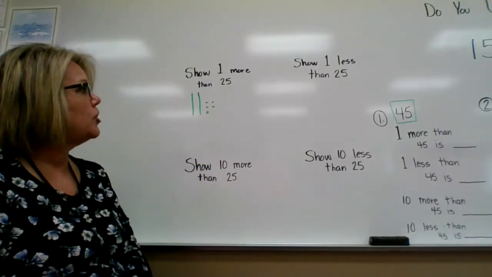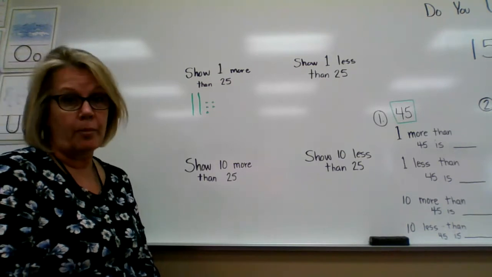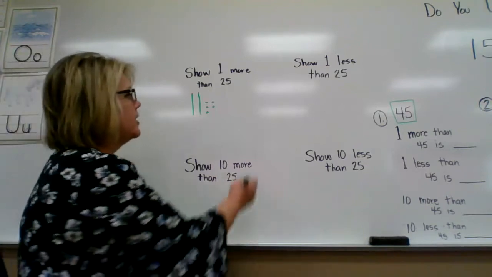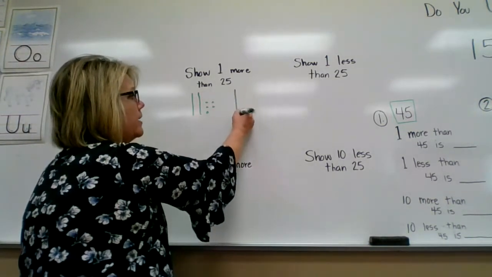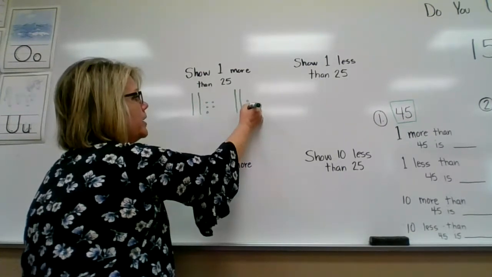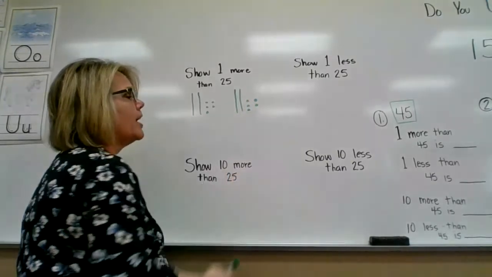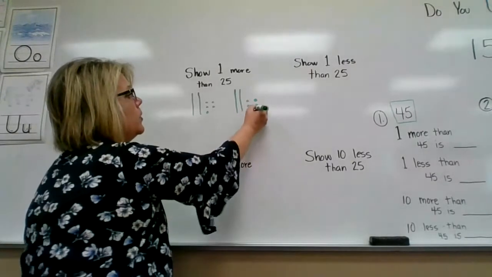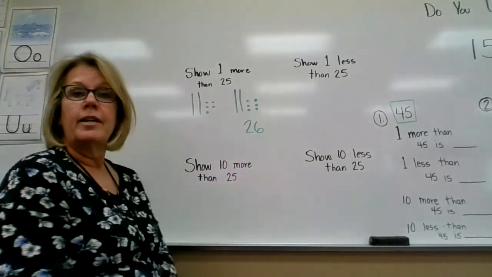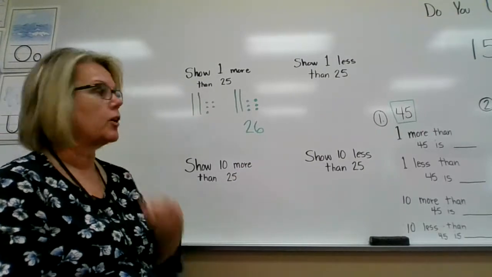Now how would we show one more than 25? Well, we can draw a picture and just add one more 1, right? So we would say 10, 20, 21, 22, 23, 24, 25, and one more would give us 26.